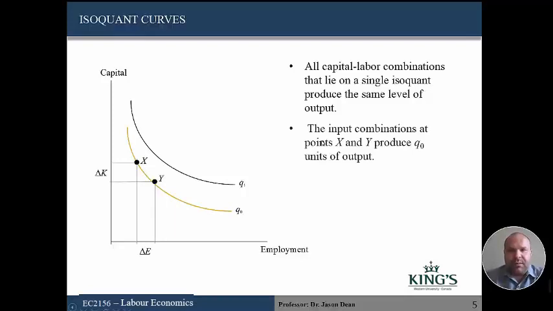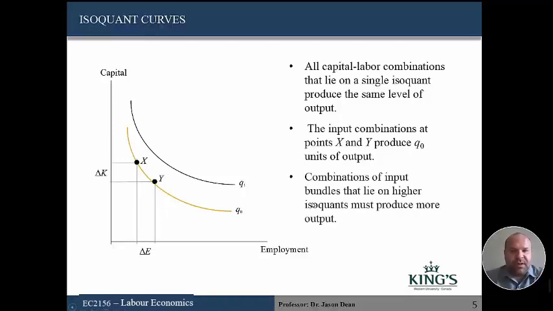The input combinations at points X and Y produce the same units of output. Combinations of input bundles that lie on higher isoquants, like Q1, produce more output. So as we move in a northeasterly direction, we have higher and higher isoquant curves representing higher and higher levels of output. The slope of a line tangent to this curve, as we'll see, measures the marginal rate of technical substitution.